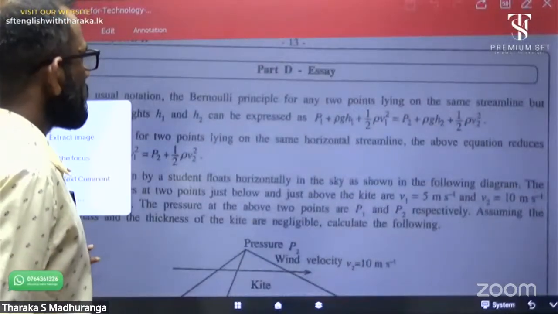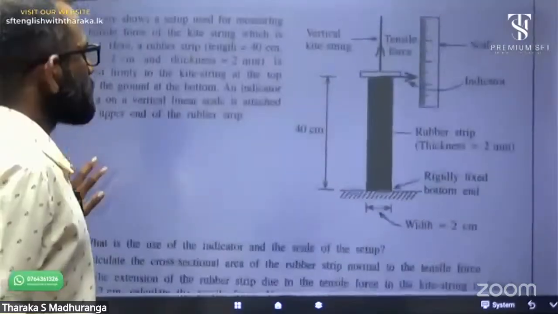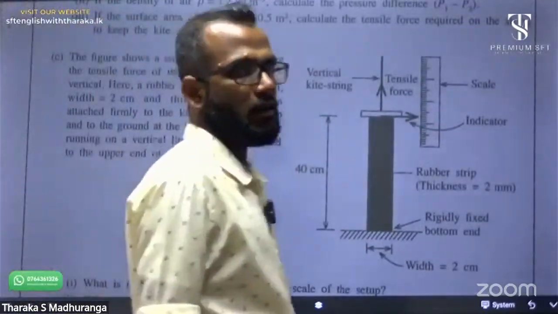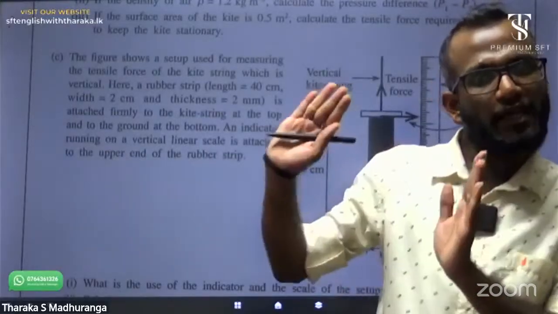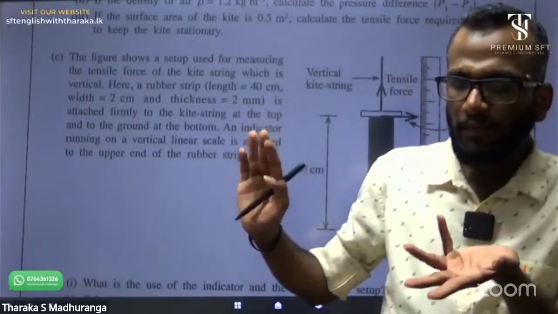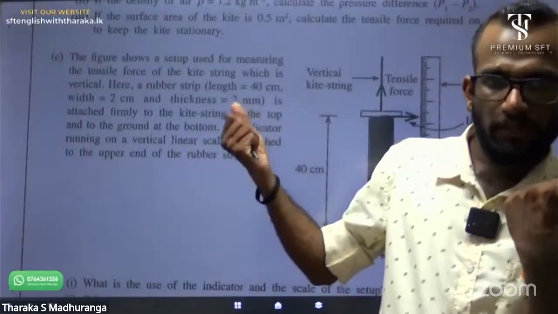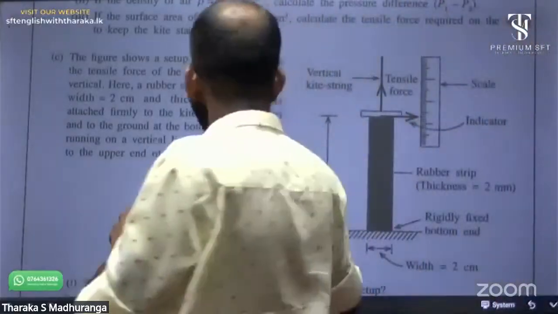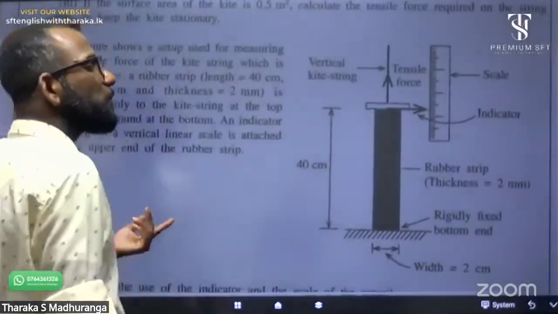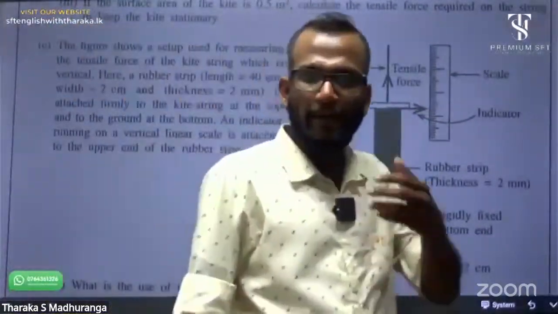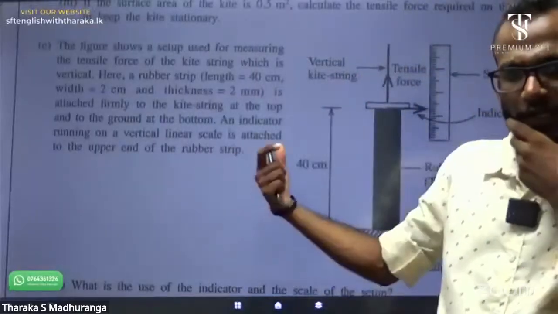2021, question number 9. Question number 9, parts A and B are from Bernoulli's theorem, but part C is a good practice question. It is from mechanical properties of matter. And make up a class again.